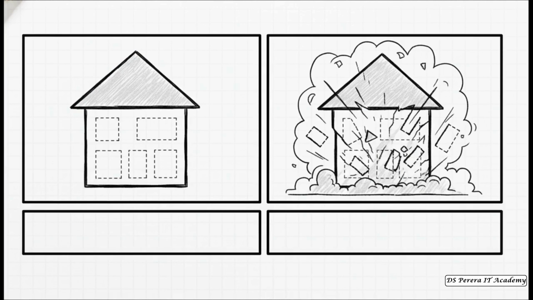And the classic example here is a house and its rooms. In English, a house is composed of rooms. If you demolish the house, well, the rooms cease to exist. Their existence is completely dependent on the house.